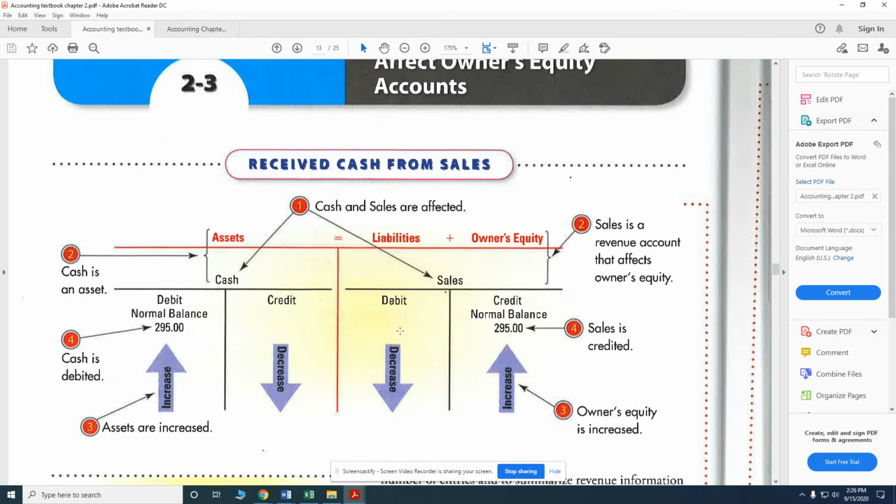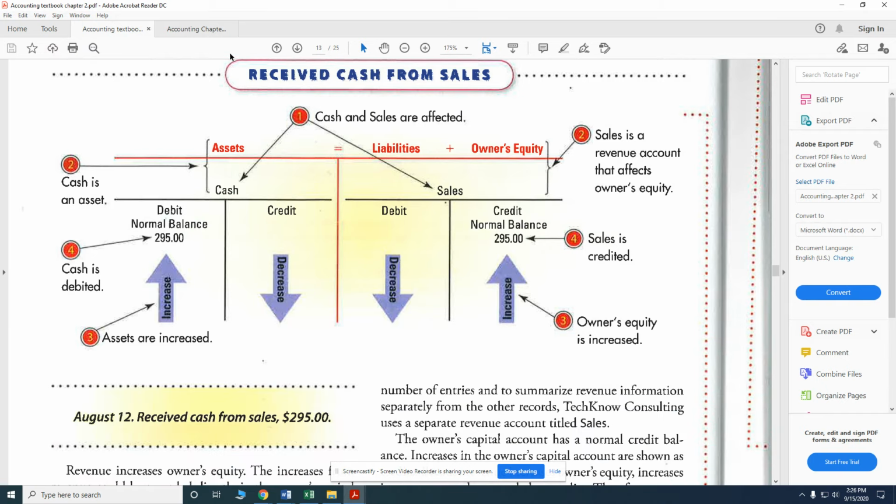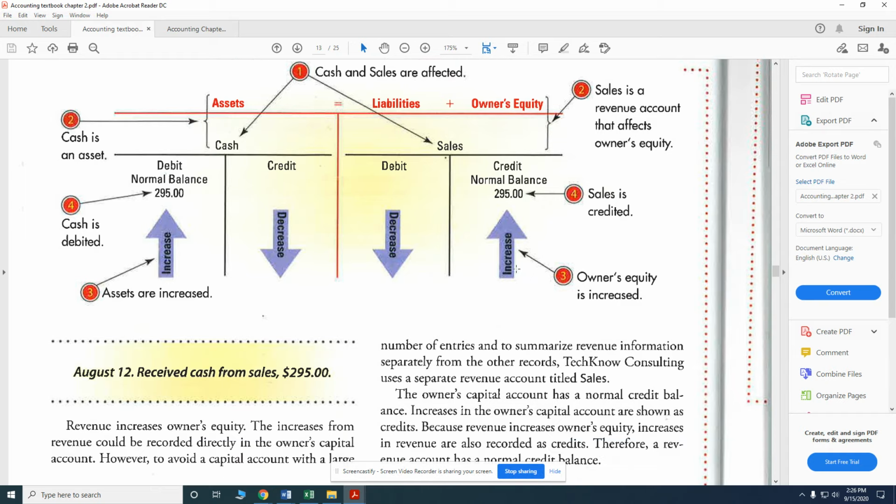And it just continues. Cash from sales, same thing. You debit cash plus $295. You credit sales plus $295. Plus on the left, plus on the right. Again, using the debit and credit to show the increase on the left and, again, the increase on the right.